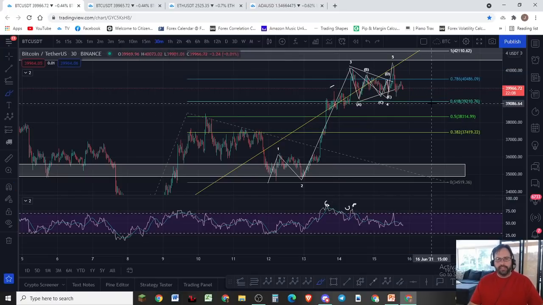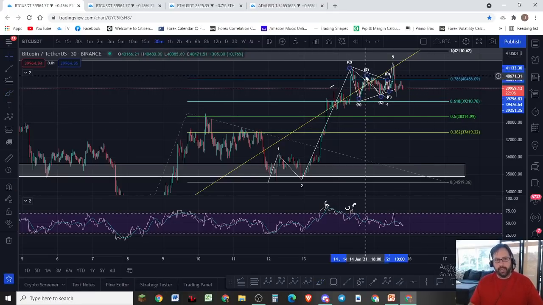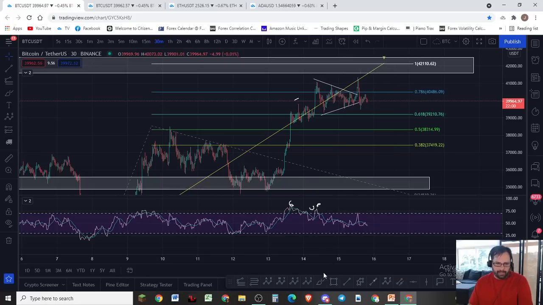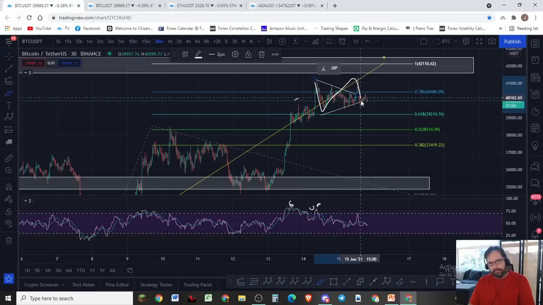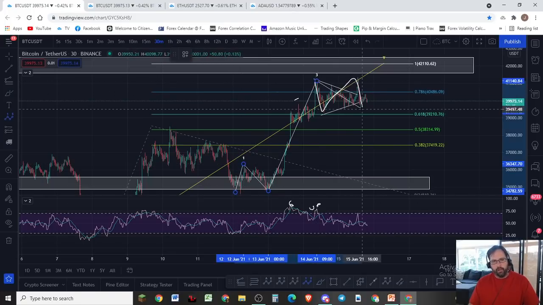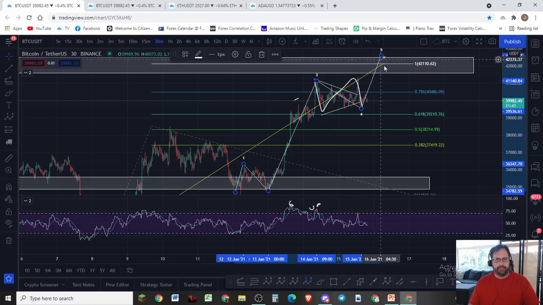That would be the implication of this particular count. Okay, I'll show you another way to count it, and then we'll talk about implications. The other way I'm counting this is a possibility. I don't like it as much for reasons I just shared, but this could be 3, 3, and then 5 right there. That could be a flat as the 4th wave. And so we'd count the wave like this: 1, 2, 3. All of that's 4, and we still have the 5th wave to go. That would get us up to the 1-to-1 extension, and I like that idea better.